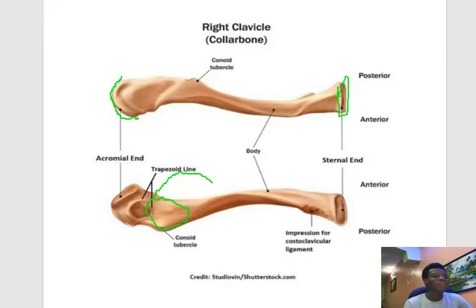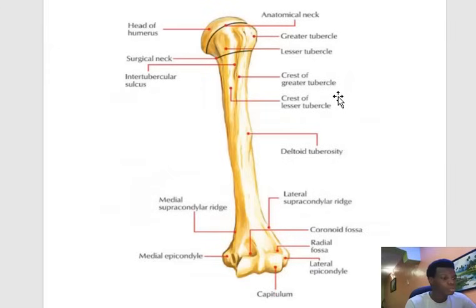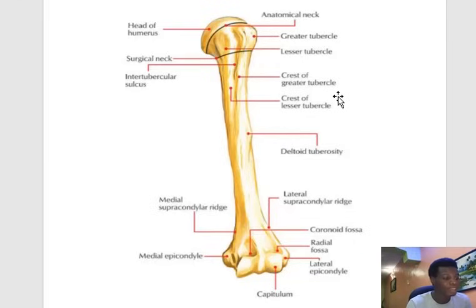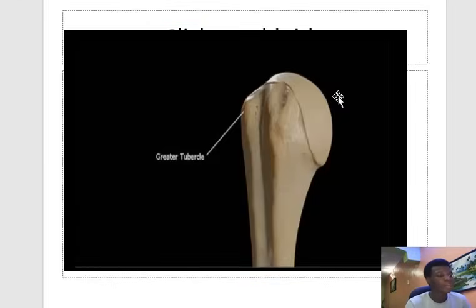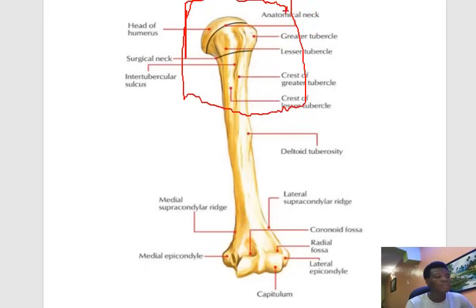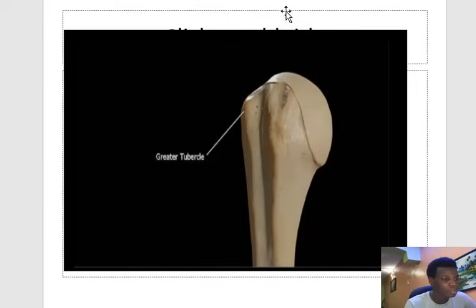Okay, let's move on to another important bone. Can you guess what bone this is? Yeah, this is the humerus. The humerus is a very important bone of the upper limb, and it is the longest bone in the upper limb as well. So we'll talk about the proximal part first. We'll be interested more in the proximal part, that is from here upwards. Let's emphasize this region right there, the proximal part of the humerus. Let's take it step by step.